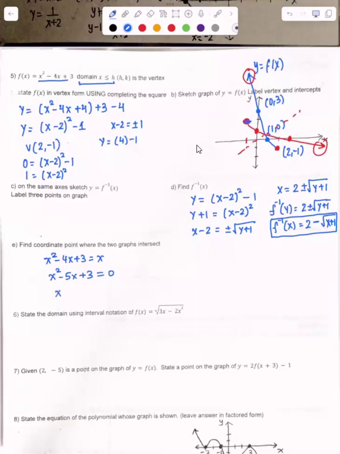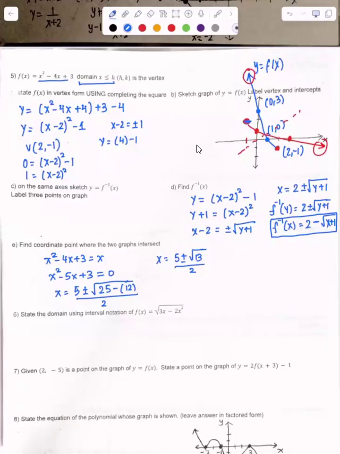This doesn't factor. Let's use the quadratic formula. Negative b is 5, plus or minus the square root of b squared minus 4 times a times c, which is 12, the whole thing over 2a. So x equals 5 plus or minus square root of 13, over 2. Well, square root of 13 is a little less than square root of 16, which is 4. So let's say it's 3.4, 3.5.